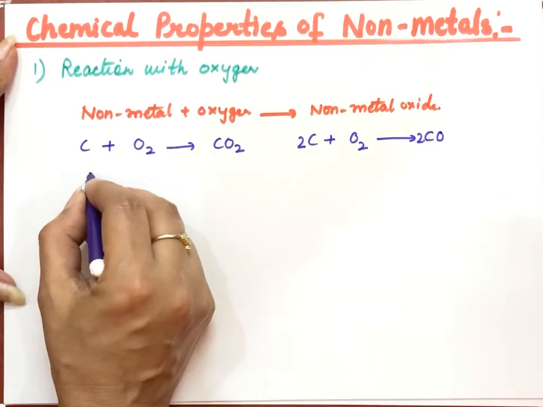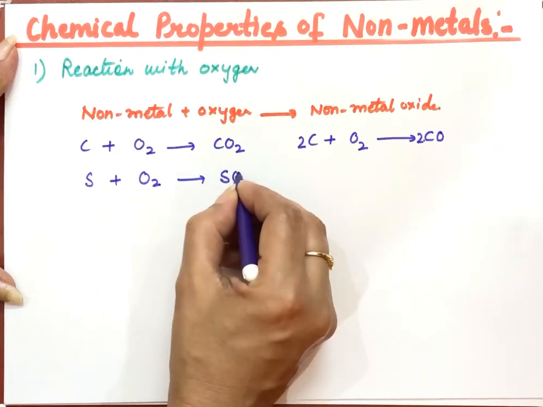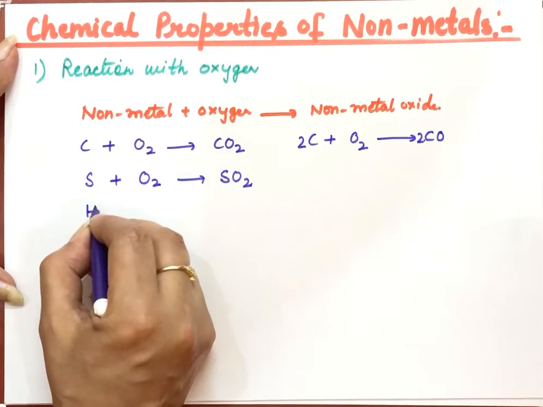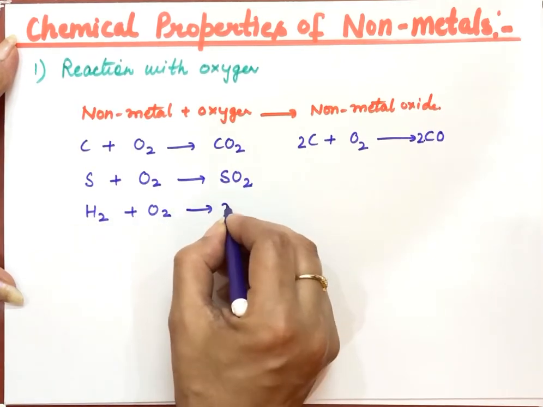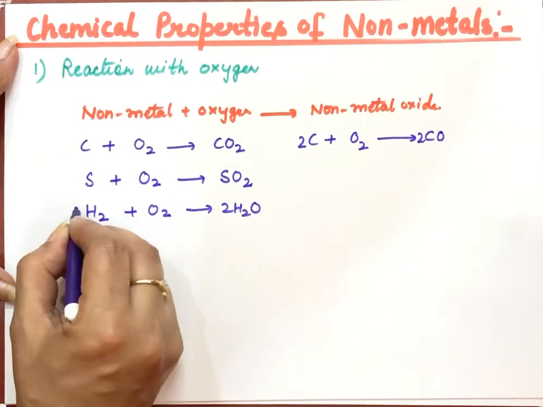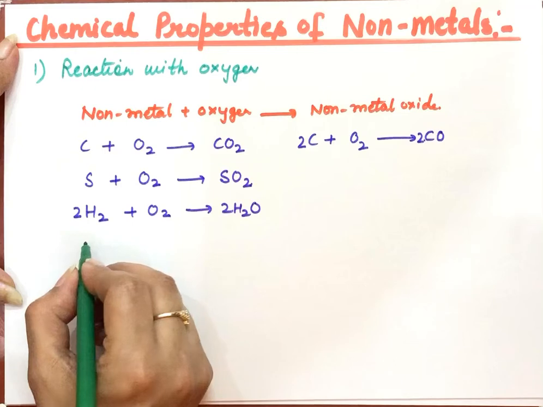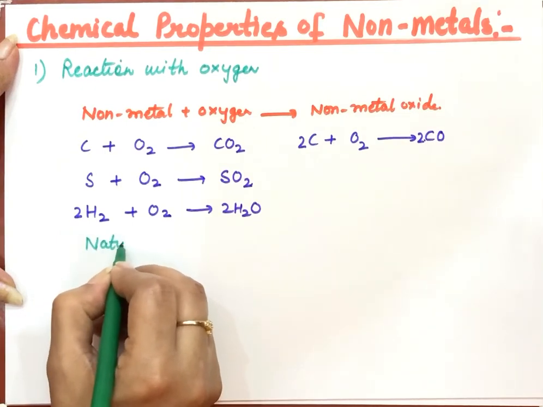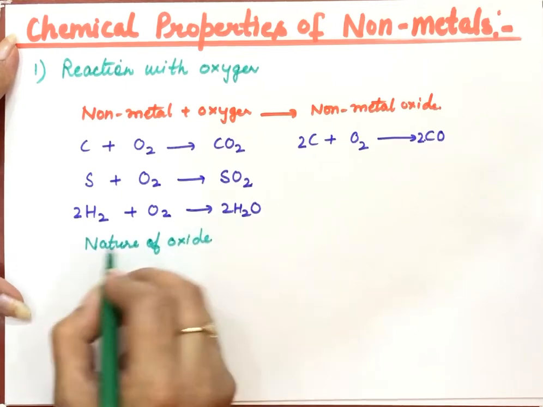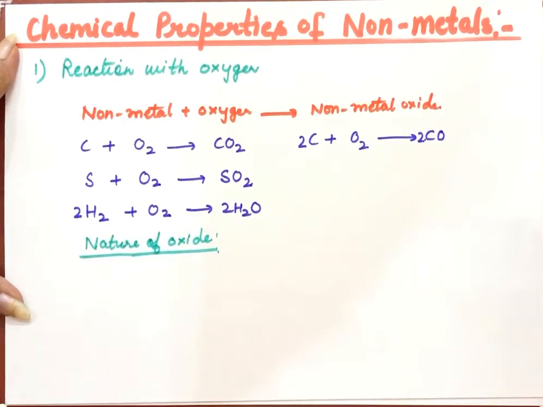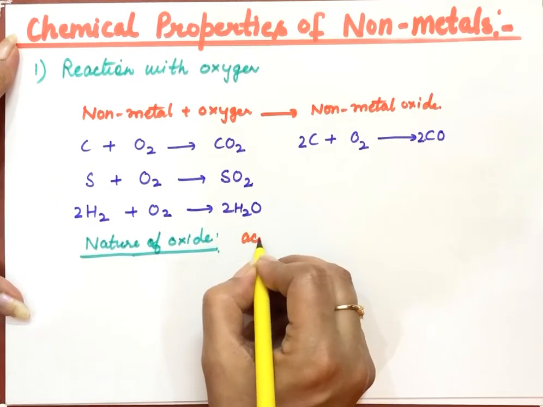Next example is if we take sulfur. It burns in oxygen to form sulfur dioxide. Then hydrogen burns in a free supply of oxygen to form water here. And these oxides of nonmetals that we have got here, the nature of these oxides is that they are mostly acidic in nature. Like metal oxides are mostly basic in nature, nonmetal oxides are basically acidic in nature.